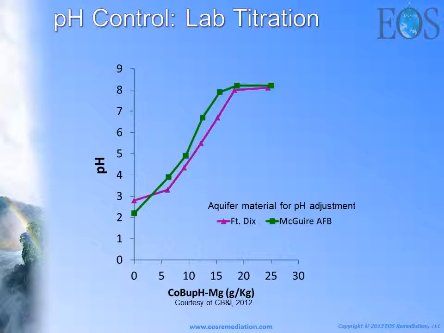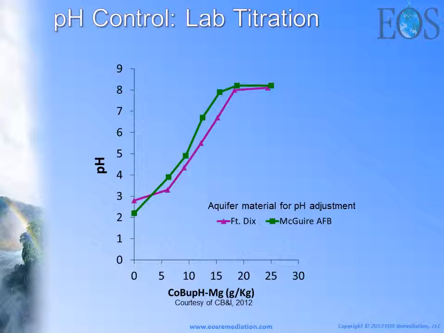So from this graph you can see that they were able to achieve about a 6 pH with about 15 grams per kilogram of CoBuff aquifer material. But they wanted to keep going. They wanted to understand if the field technicians made a mistake and added too much, what would happen to the system.